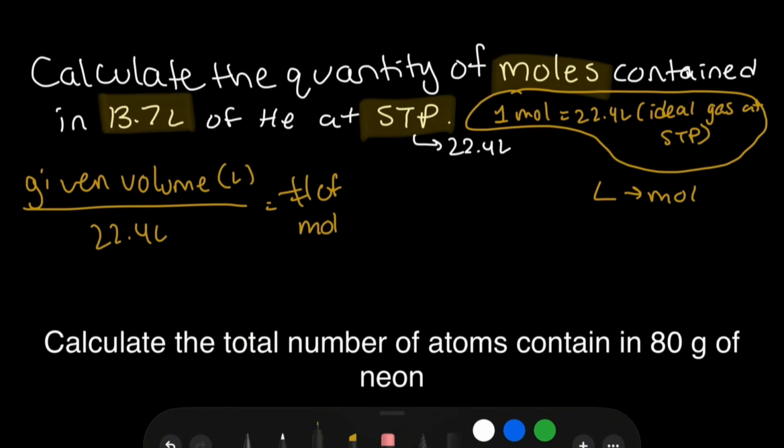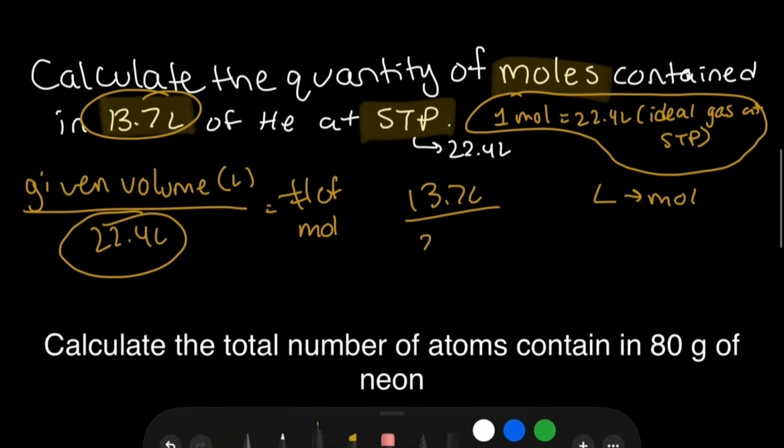So our given volume is already told to us in the question, which is 13.7 liters. So we can write that down right away. And we just use this constant, which is 22.4 liters. So all we have to do is divide, and our answer is going to be 0.6 moles. The reason why this also works is because the liters cancel out. So we're just left with moles.